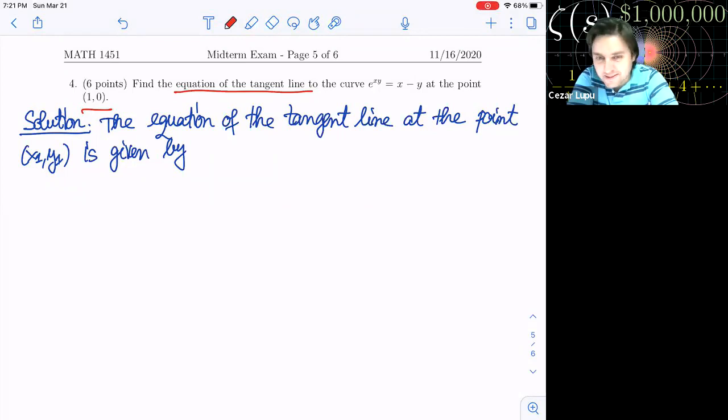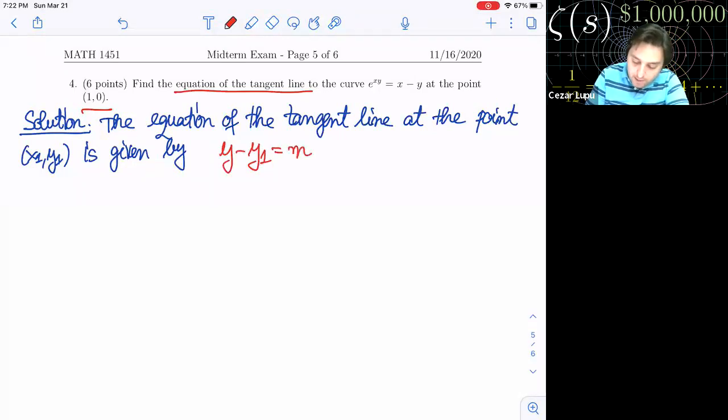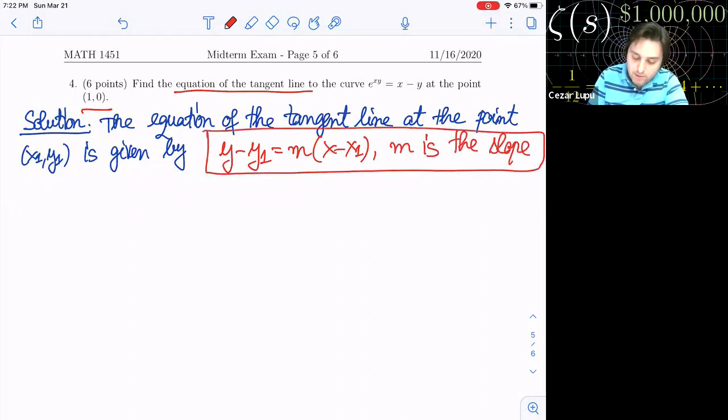Well, I cannot hear you or see you. Come on, what is the equation of the tangent line? It is given by y minus y1 equals m times x minus x1, where m is what? M is the slope, right? Exactly, the slope. All right, so this is what you have in mind. So we need to find the slope, right?